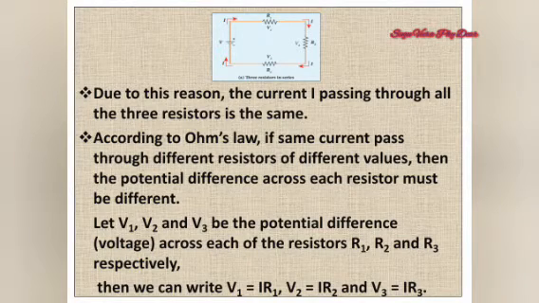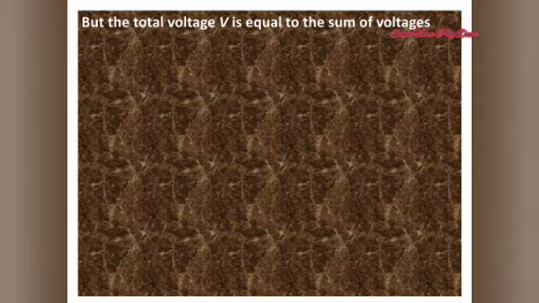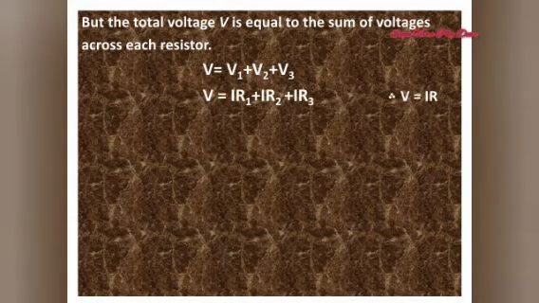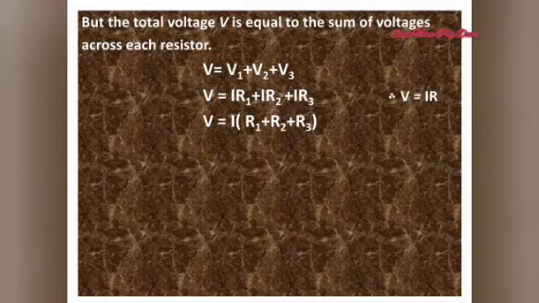I is constant, but the total voltage V is equal to the sum of the voltages across each resistor. V equal to V1 plus V2 plus V3. Substitute all the V values in this equation. V equal to IR1 plus IR2 plus IR3. I is constant, so V equal to I times R1 plus R2 plus R3.